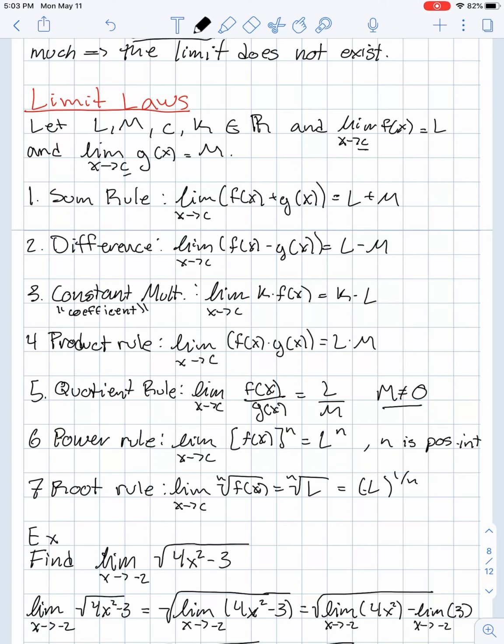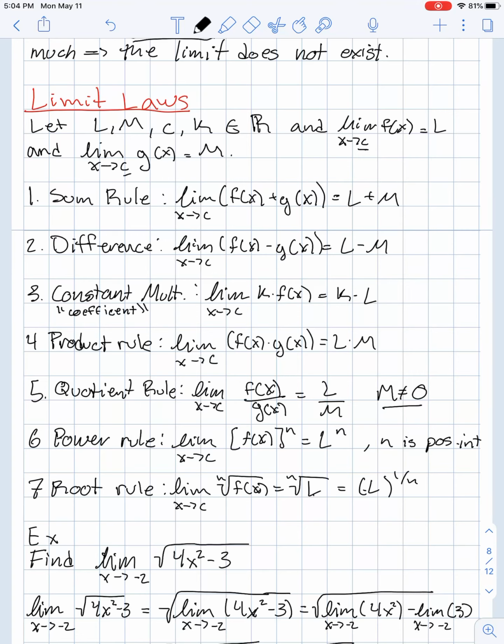Power rule says that the limit as x approaches c of f of x to the n is just going to be L to the n. In this case, n is a positive integer. Similarly, the root rule is the limit of the nth root of f of x as x approaches c is going to equal the nth root of L. Also can write that L to the 1 over n.